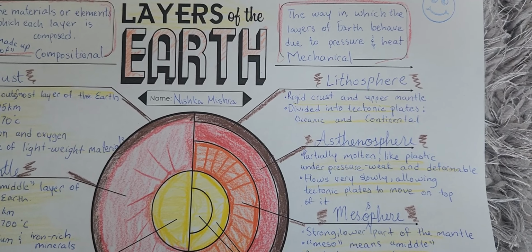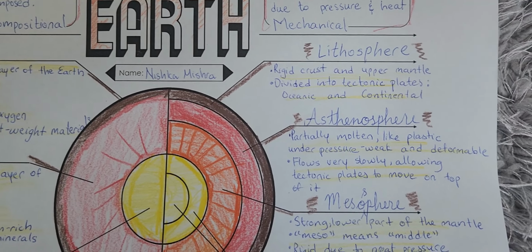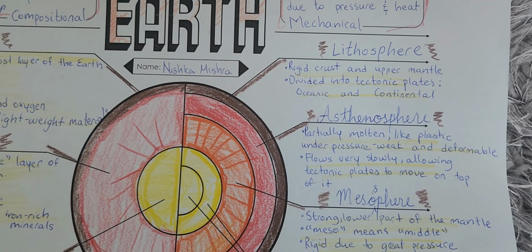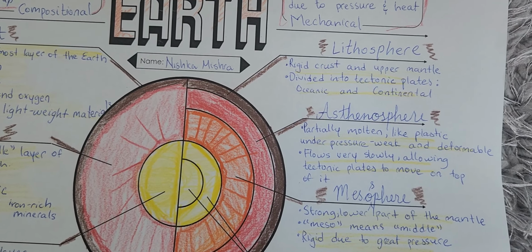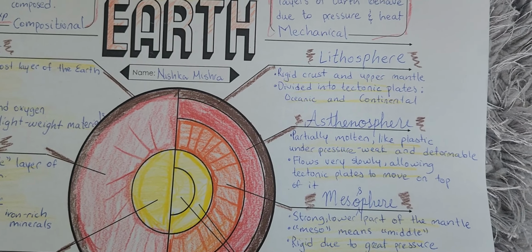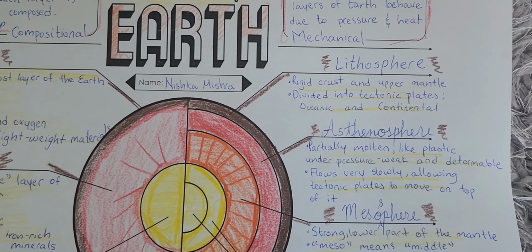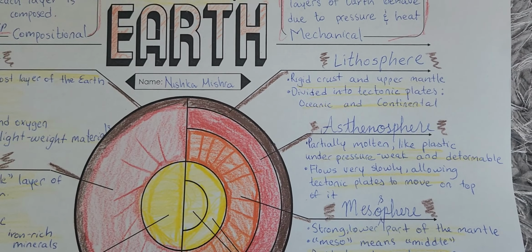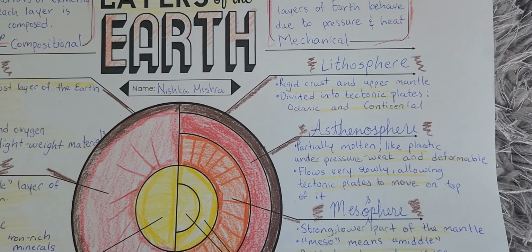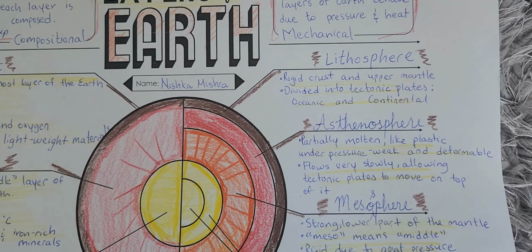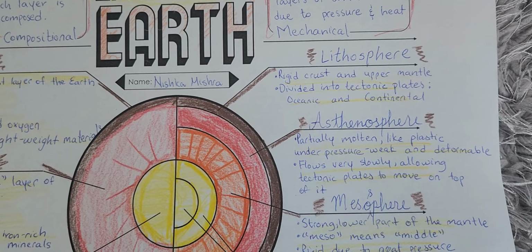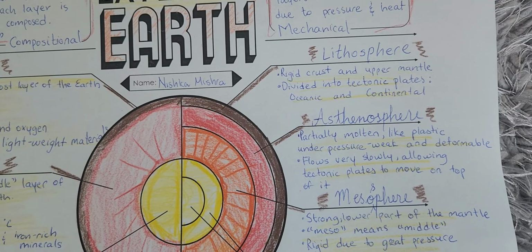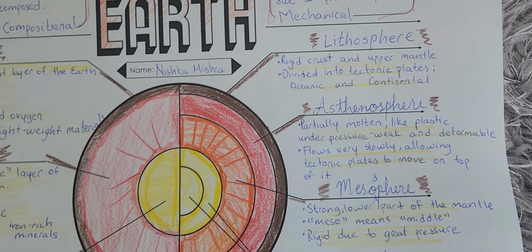So the first mechanical layer is the lithosphere. The lithosphere is rigid. It's the rigid crust and the upper mantle. So upper mantle, this means that the mantle is divided into two parts. The lithosphere is divided into tectonic plates, which are oceanic and continental. So tectonic plates are plates on the Earth which move, and they form land masses, and they're basically how the continents, which were once Pangea, moved apart.